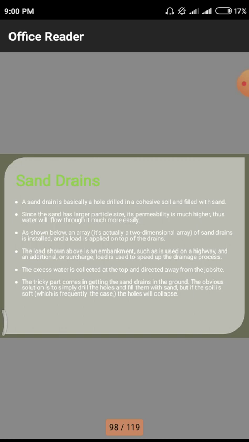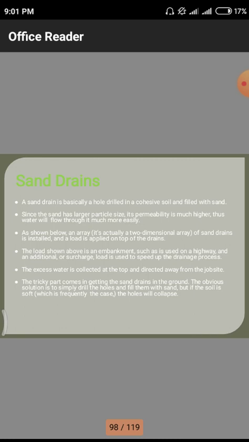Next, the tricky part is getting sand drains into the ground. The obvious solution is to simply drill holes and fill them with sand, but the soil is soft and wet, so the holes will frequently collapse. That means if the soil is very soft, whenever we drive holes into the field, the surrounding material will collapse into them. So we need to take precautionary measures while drilling holes into the soil.